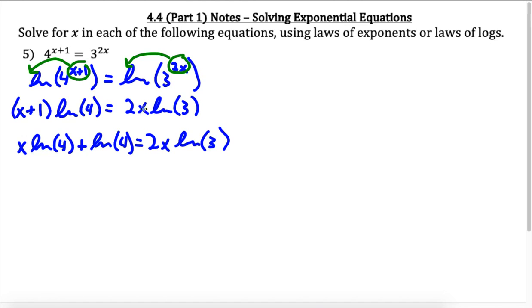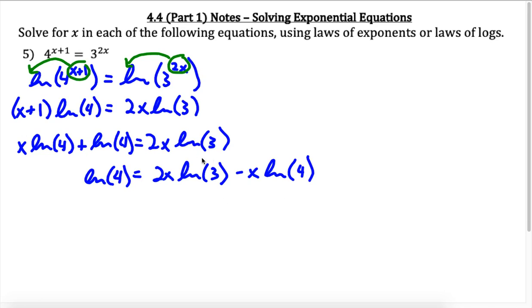So now I want to get x by itself. I have multiple expressions that have an x. We've solved problems like this before. What we need to do is get every term that has an x on one side of the equation and everything else on the other side. The easiest way to do that in this situation would probably be to subtract this term over. So I'm going to have natural log of 4 equals 2x times the natural log of 3 minus x times the natural log of 4.